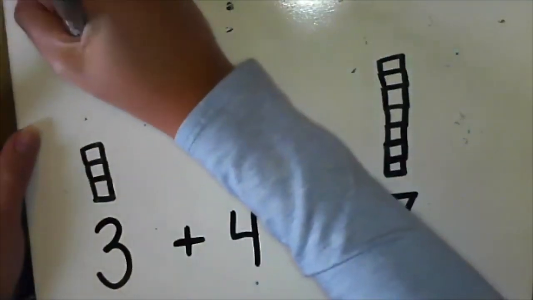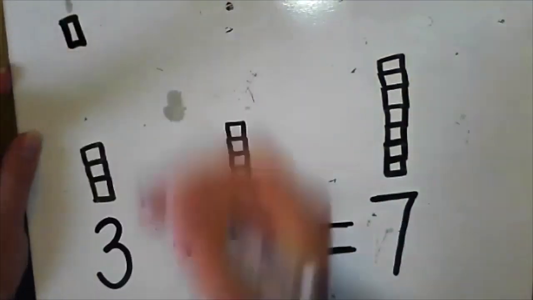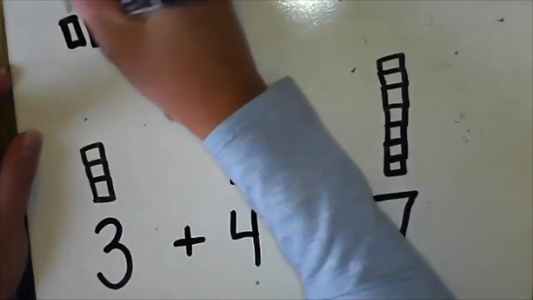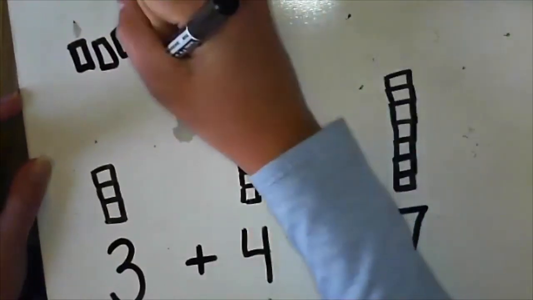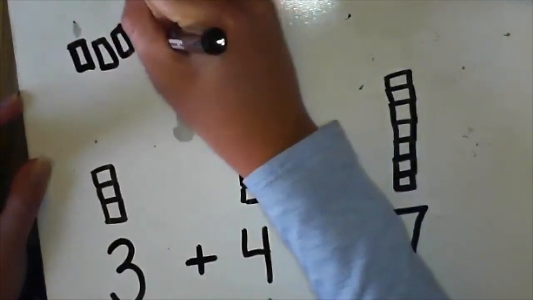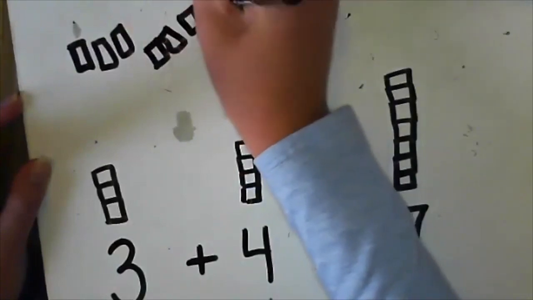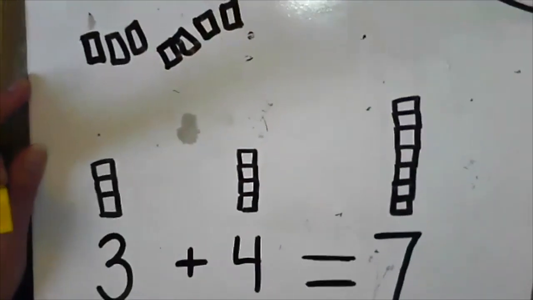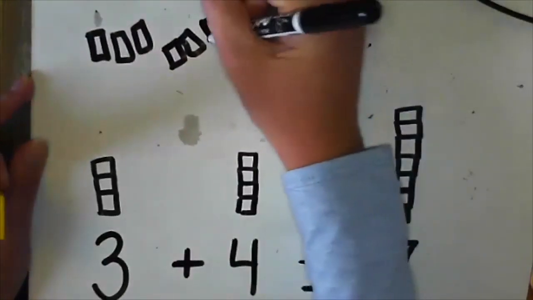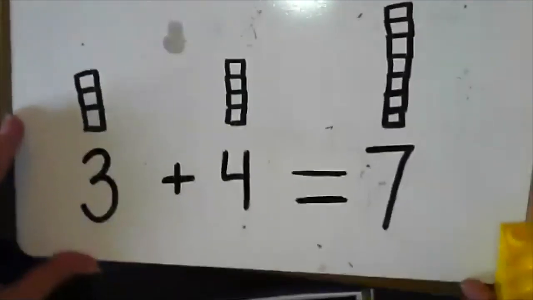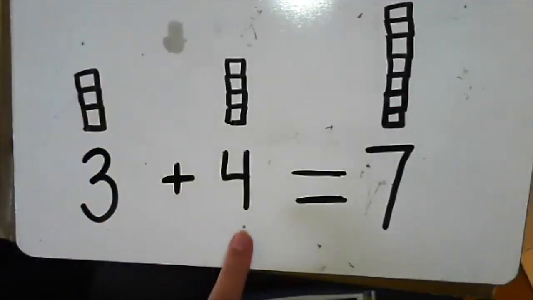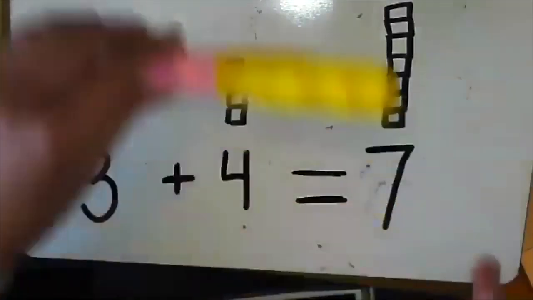Here are 3 lunches. I'm going to draw kind of like their little bags. 1, 2, 3. Then Mr. Frigeau bought 4 more. 1, 2, 3, 4. How many in all? 1, 2, 3, 4, 5, 6, 7. 3 plus 4 equals 7.